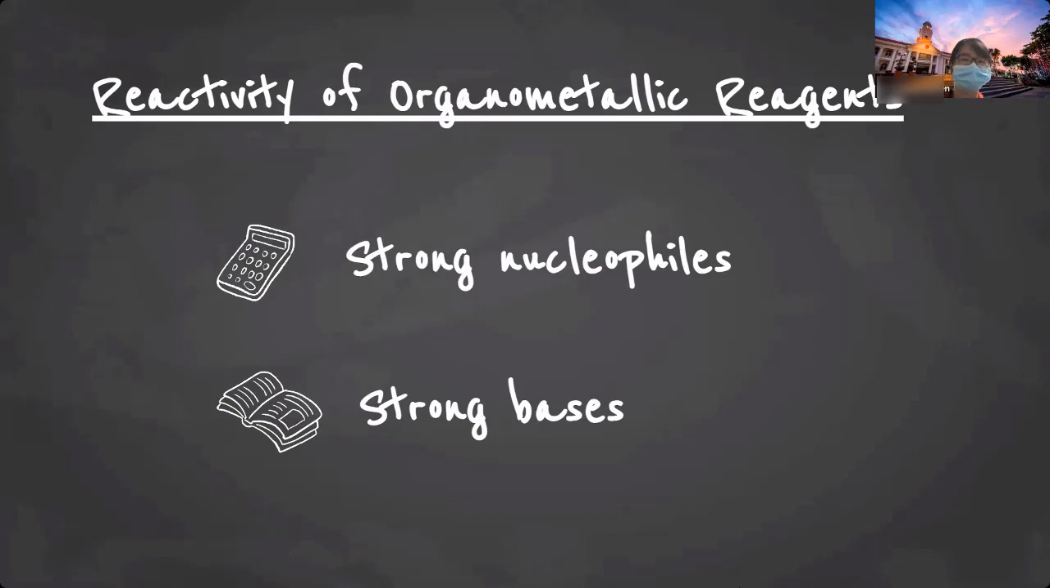Due to the high charge density of the carbon, organometallic reagents can also act as very strong bases. So they cannot be added to other acidic reagents, even mild acids like water or alcohol, because this will result in acid-base reactions occurring. So in the following slides, I will share 3 of the reactions that organometallic reagents can undergo.